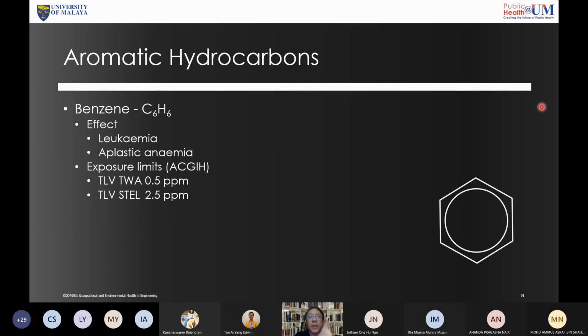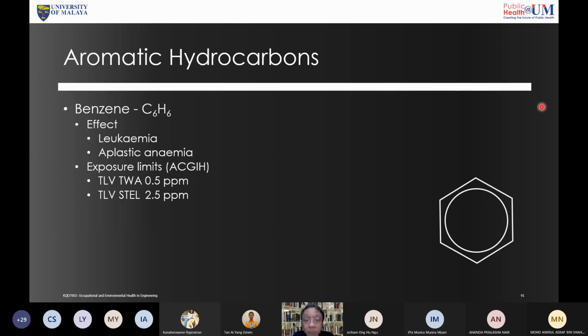And for TLV, STEL is short-term exposure limit. TWA is time-weighted average, that means the average of exposure over an 8-hour period. But short-term exposure limit is exposure over a 15-minute duration. So if it's more than 2.5 parts per million, then it is considered above the threshold limit value. That means it affects the body. It causes leukemia, aplastic anemia. So that's aromatic hydrocarbon.